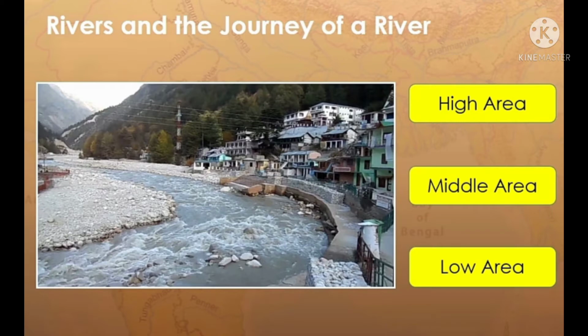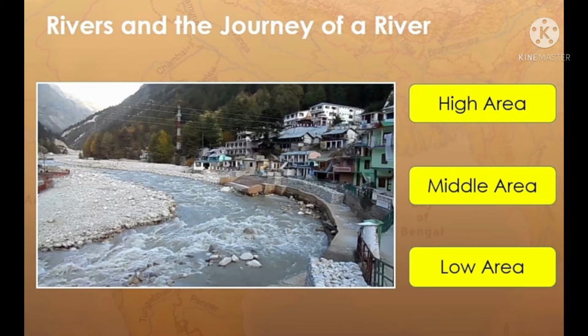From where does the river start, children? From the hills or mountains. So the place where the river starts, that is begins, is called the source. It is usually on highland, children. So the water flows down very fast. In the high areas the water flows down very fast and it carries rocks and other materials with it.